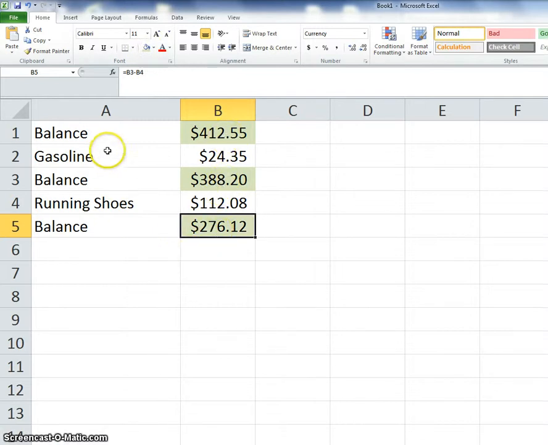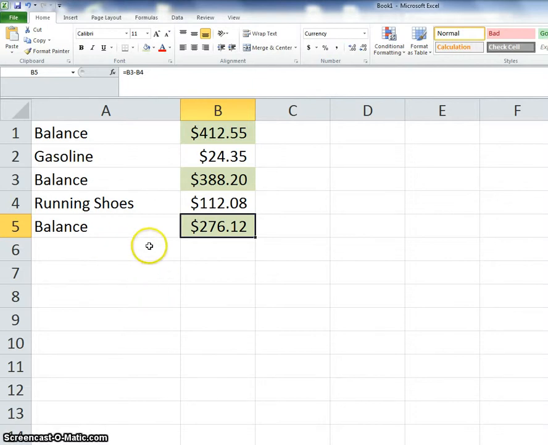So you are going to start out in A1, write balance, and in B1, put $412.55, and you're going to just track your purchases. Maybe you wouldn't buy gasoline for your car. Maybe you would buy the new Halo game, or maybe, I don't know what you would buy, but after every purchase, you need to put balance and then figure out your new balance in your account. In this project, you need to make 7 purchases, but you can only have 2 paychecks.